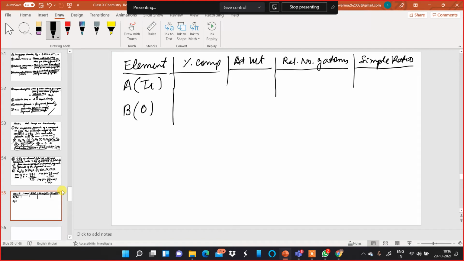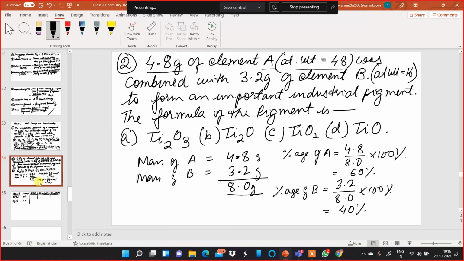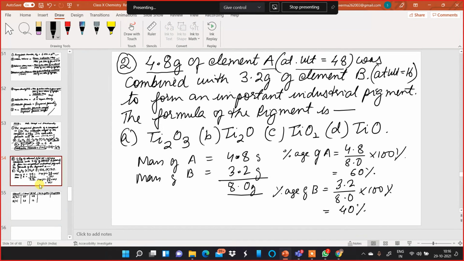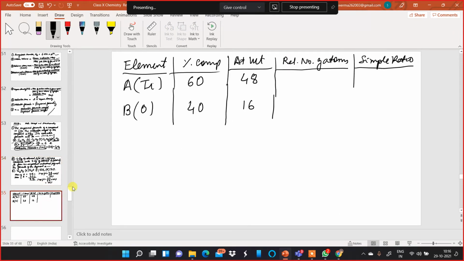And then percentage of A, we got how much? 60. And percentage of B is 40. Now, atomic weight of A was given 48. And atomic weight of B was given 16. Let me verify. Otherwise, I might go wrong. B was given 16. Correct.